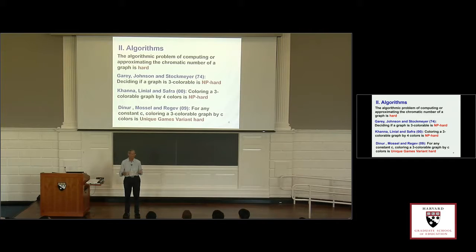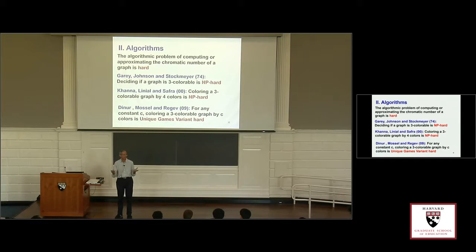Now, because of the applications, it seems interesting to try to find ways to compute or approximate the chromatic number of a given graph, the minimum number of colors we need in order to color the vertices so that adjacent vertices get distinct colors. And in one sentence, what I wrote here is that the algorithmic problem of computing or approximating the chromatic number of a graph is hard.